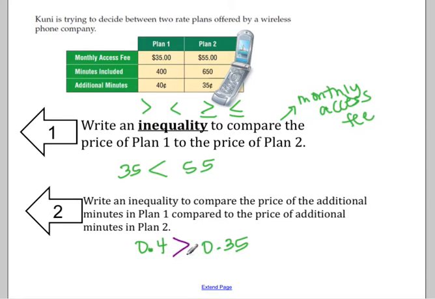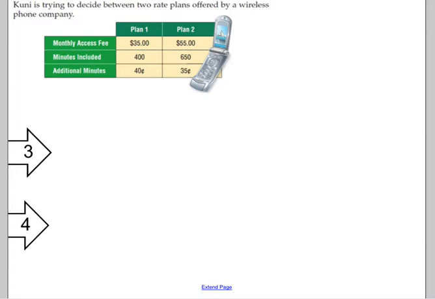40 cents. So if you remember back to elementary school when they talked about inequality signs, the alligator eats the bigger number. So that's the bigger side here. If you can see, there's kind of like an alligator mouth. So if I read this, 0.4 is greater than 0.35. So there's example 2. Moving on to question 3.